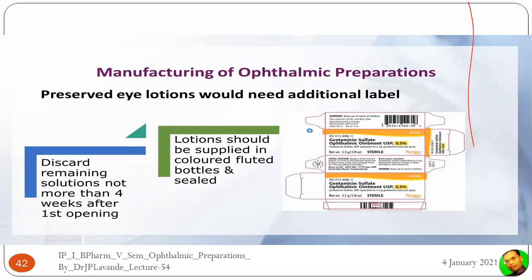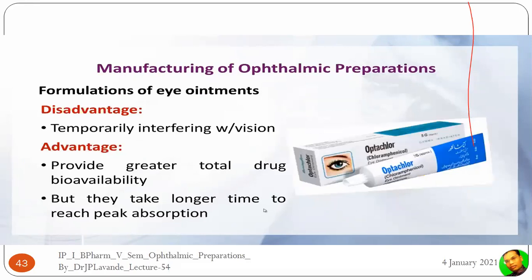Lotions should be supplied in colored fluted bottles, and they should be sealed. Then the formulations of the eye ointment. So we have gone through the eye drops, the eye lotions, the eye suspensions, and the eye gels. Now in the same line, there is the eye ointment.